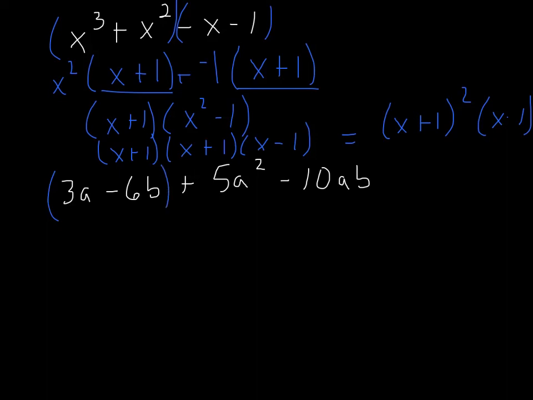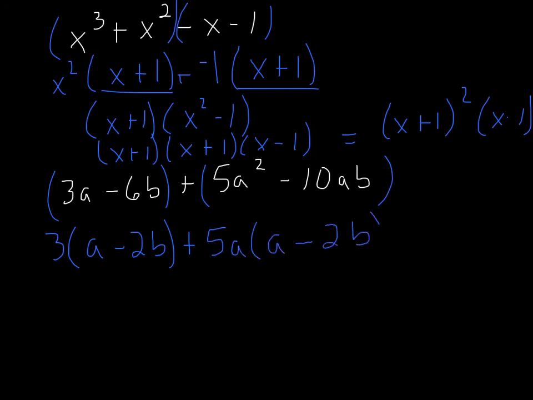Alright, and the last one, 3a minus 6b and 5a squared minus 10ab. So we factor a 3 out of the first part, and you're left with a minus 2b. Then we factor out a 5 and an a, so we're left with a minus 2b. Factor out our a minus 2b, and you are left with 3 plus 5a. Alright, we're going to stop there.